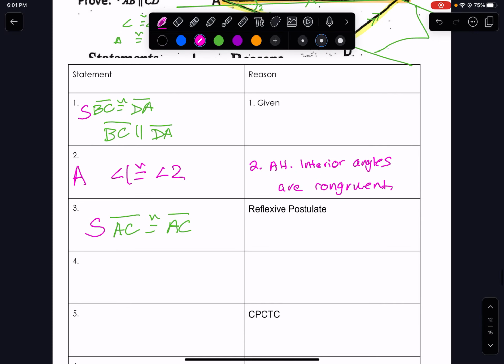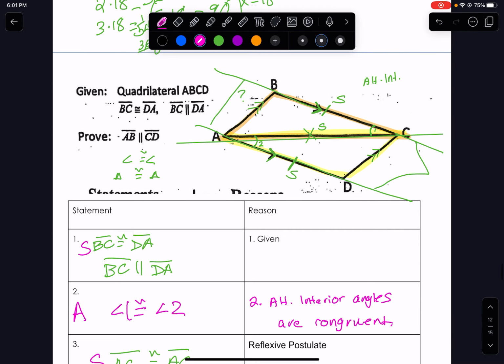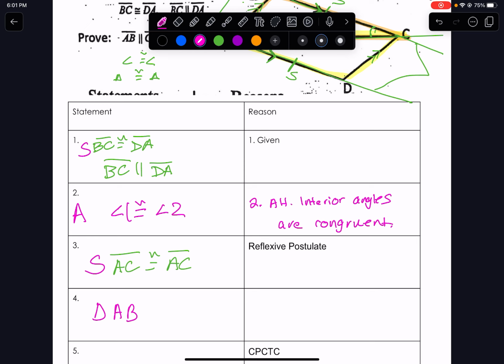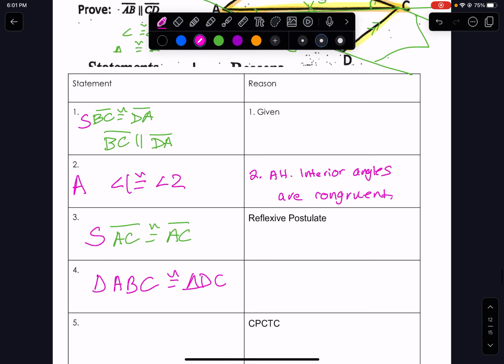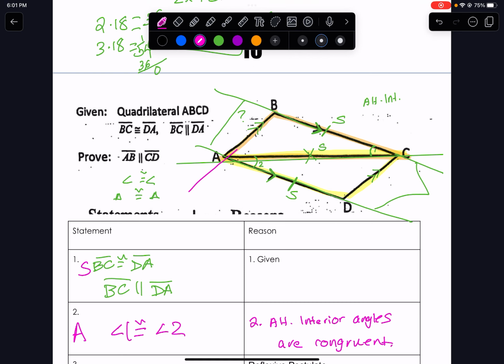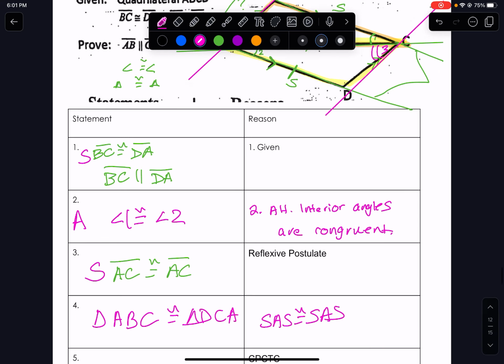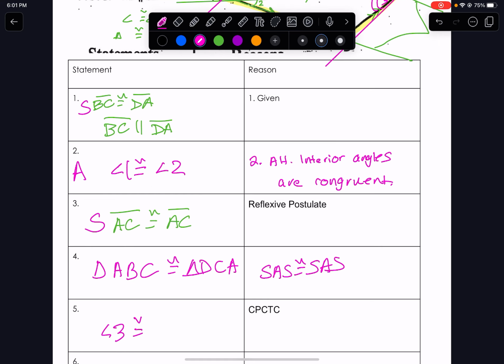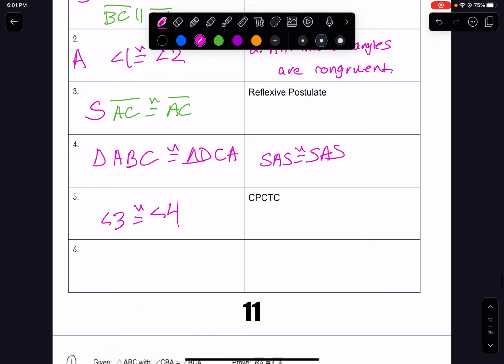Now, I can say that triangle ABC is congruent to triangle DCA by side angle side, congruent to side angle side. Now I want to look at AB and CD. The pair of angles that I want here is called 3 and 4. We can now say that angle 3 is congruent to angle 4 by CPCTC.